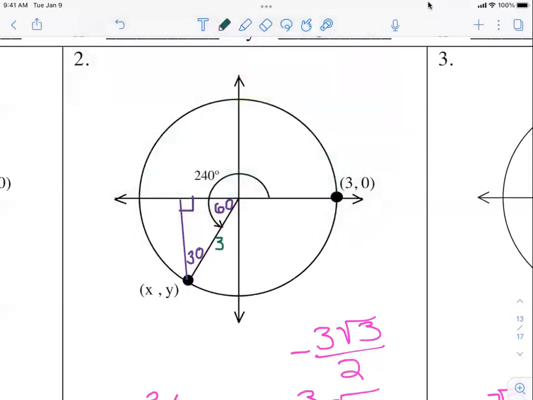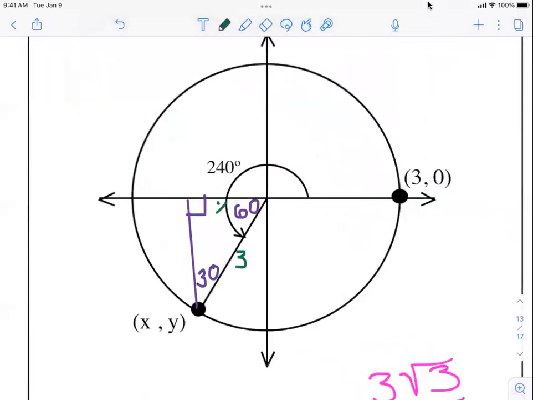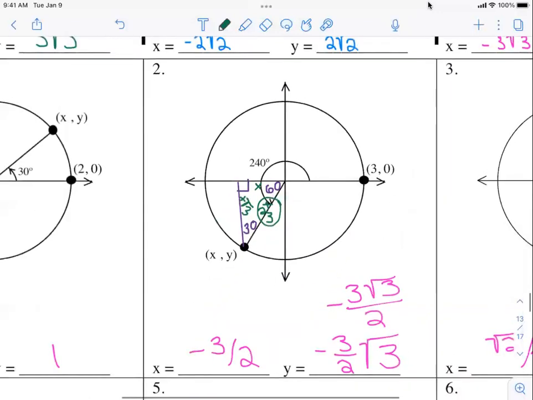I'm also going to label my 30, 60, 90. This is an x, this is a 2x, and then we've got an x root 3. So I'm going to circle 2x and 3. That's the first thing I have to solve for. 2x is equal to 3, and that's how we get x is 3/2. If you write 1.5, that's fine as well. My answers here, don't forget, are going to be negative because we're in quadrant 3.